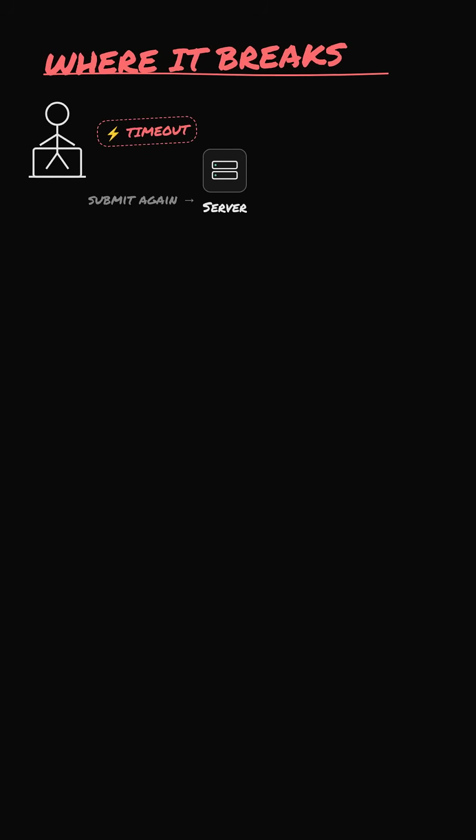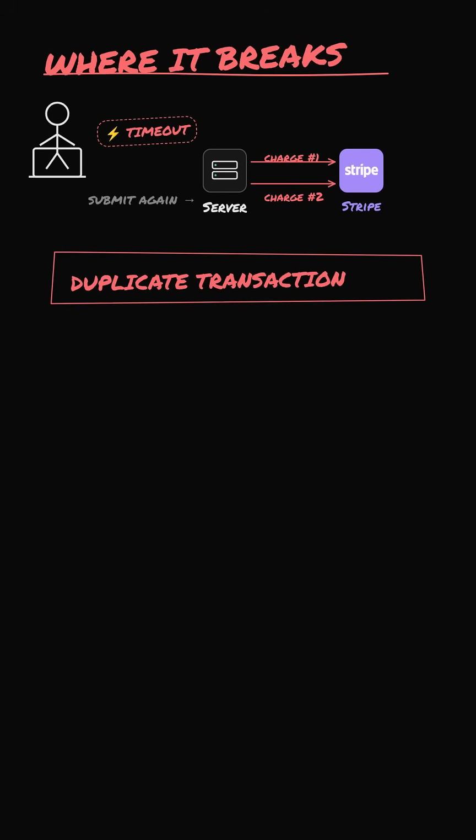Here's where it breaks. If the user's request times out due to a Wi-Fi hiccup or slow server, then they submit the request again. Stripe will charge them a second time, and now you've got a duplicate transaction and an unsatisfied customer. It's a huge mess.